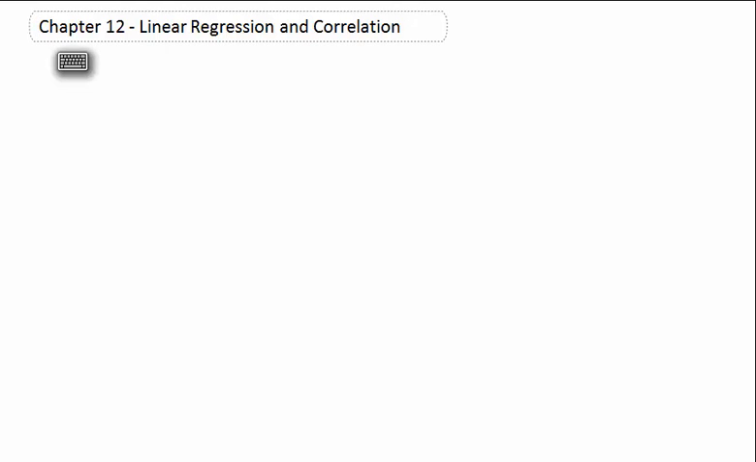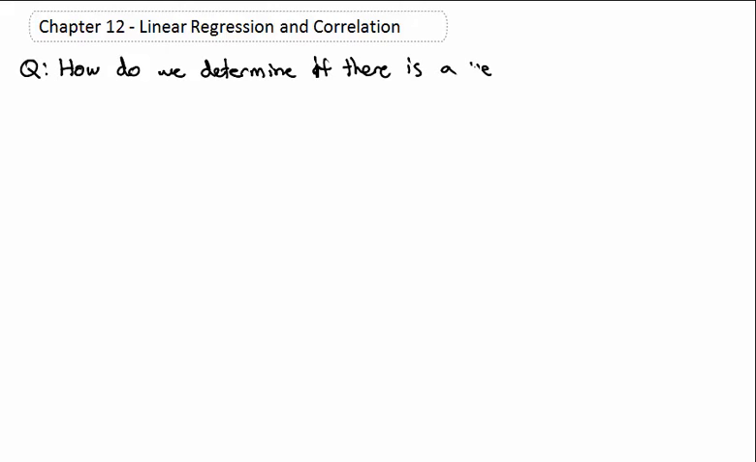Chapter 12 looks at something called linear regression and correlation. Basically, we're attempting to answer the essential question, if we have two variables, is there a relationship between the variables? Or better said, how do we determine if there is a relationship between variables?